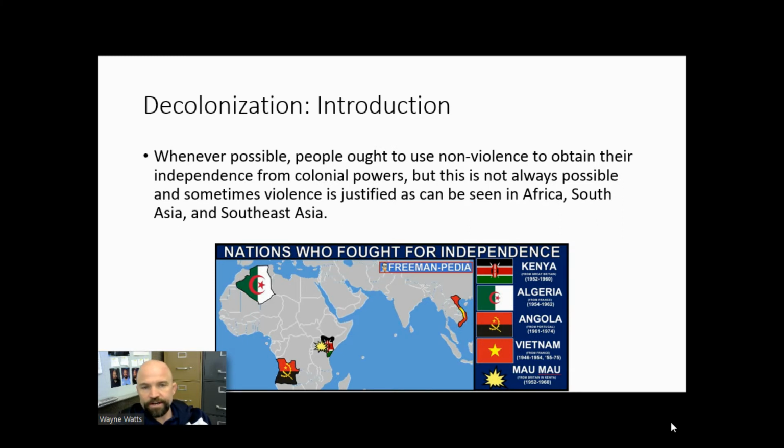Whenever possible, my argument would be people ought to use nonviolence to obtain their independence from colonial powers. But this is not always possible, and sometimes violence is justified, as can be seen in the cases of Africa, South Asia, and Southeast Asia.